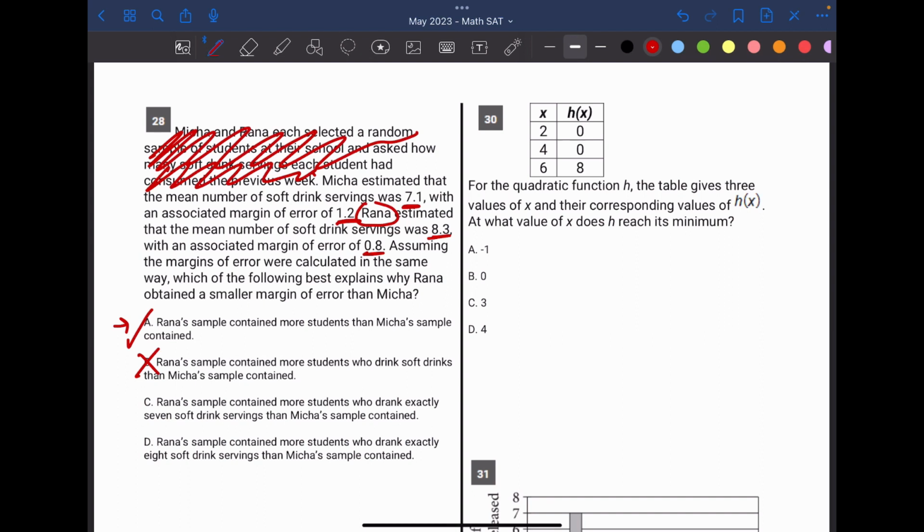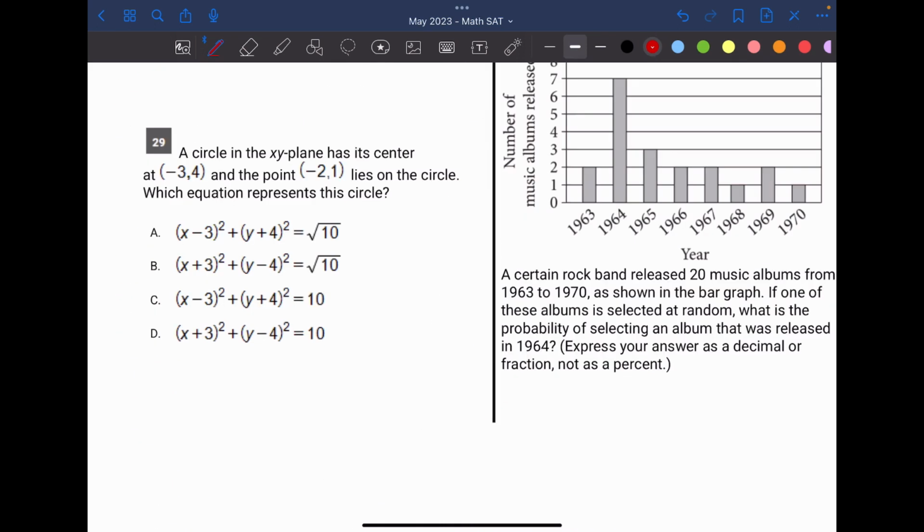Part C, Rana's sample contained more students who drank exactly 7 soft drinks. Once again, if you're looking at the number of people who drank soft drinks, you're going to be changing the mean, not the margin of error, so this is wrong again. And then D, Rana's sample contained more students who drank exactly 8 soft drinks. Same thing, you're changing the mean, not the margin of error, so this is also wrong. That means A is correct, so let's circle it. A is correct.